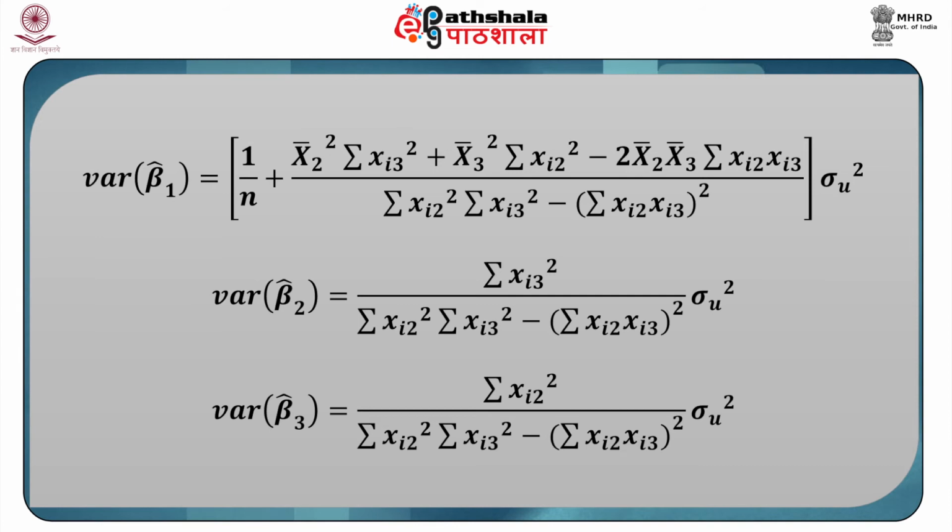Similarly, variance of beta 2 hat is equal to sigma x_i3 square divided by (sigma x_i2 square into sigma x_i3 square minus (sigma x_i2 x_i3) whole square), into sigma mu square. Variance of beta 3 hat similarly is equal to sigma x_i2 square divided by (sigma x_i2 square into sigma x_i3 square minus (sigma x_i2 x_i3) whole square), and this multiplied by sigma mu square.